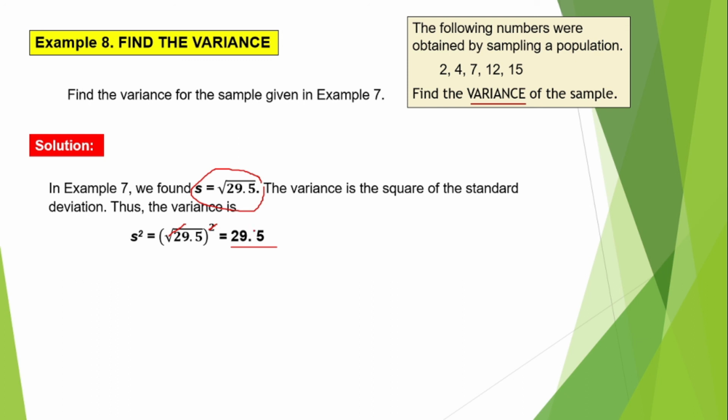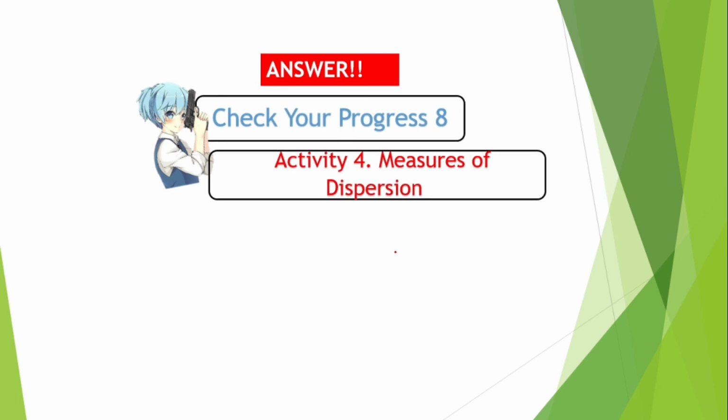So, in the variance, you just use the symbol s squared or alpha squared, and that is our variance. And we do not take its square root. We only go up to step number 4. And we get the square of that, and that is our variance. So, check your answer, check your progress 8, and then the activity 4, measures of dispersion.